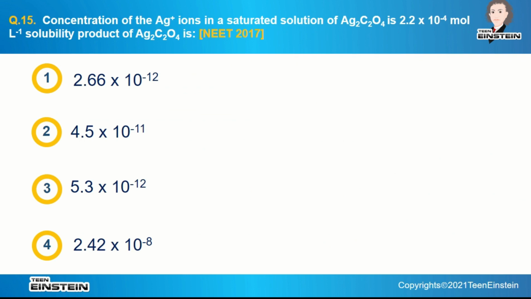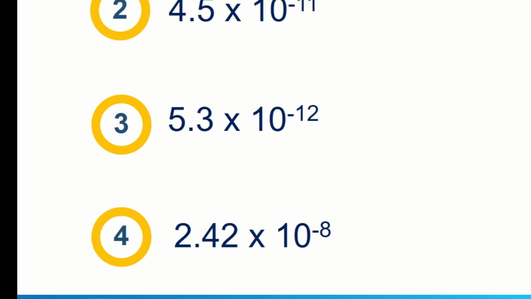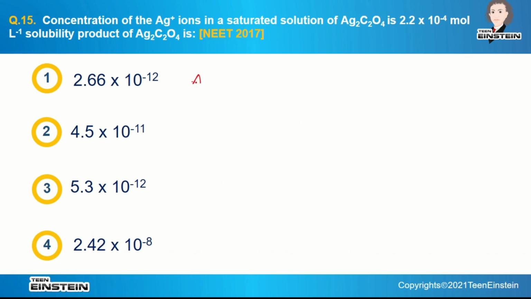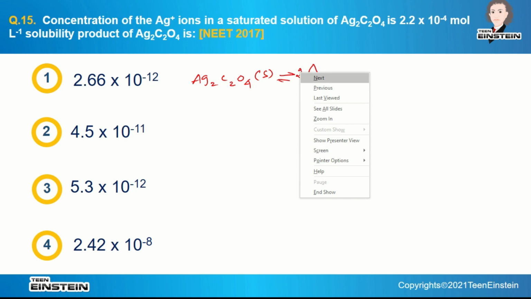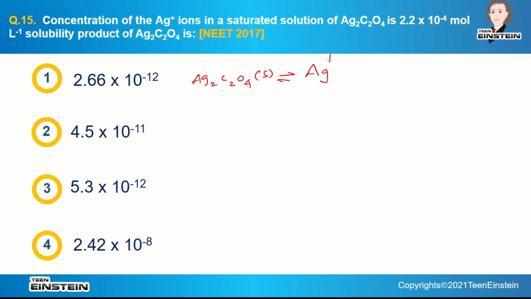Concentration of silver ions in saturated solution of Ag2C2O4 is 2.2 into 10 to the power minus 4 mole liter inverse. So the solubility product of the given compound is. So we write down the equilibrium equation of Ag2C2O4. So the equilibrium equation is 2 Ag plus, which is in aqueous, so plus C2O4 2 minus.